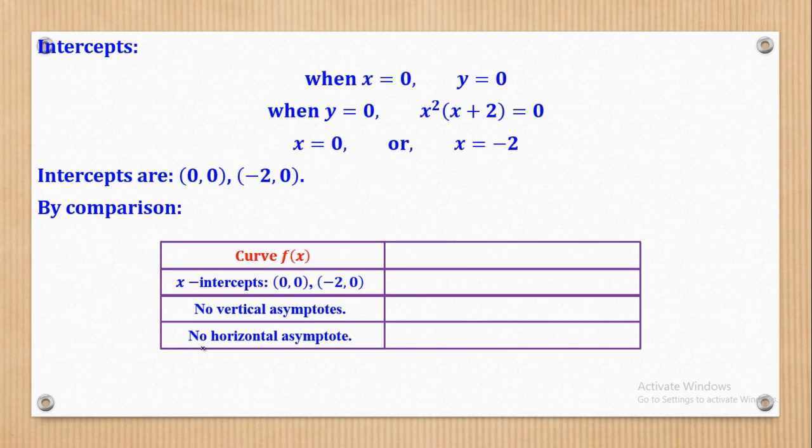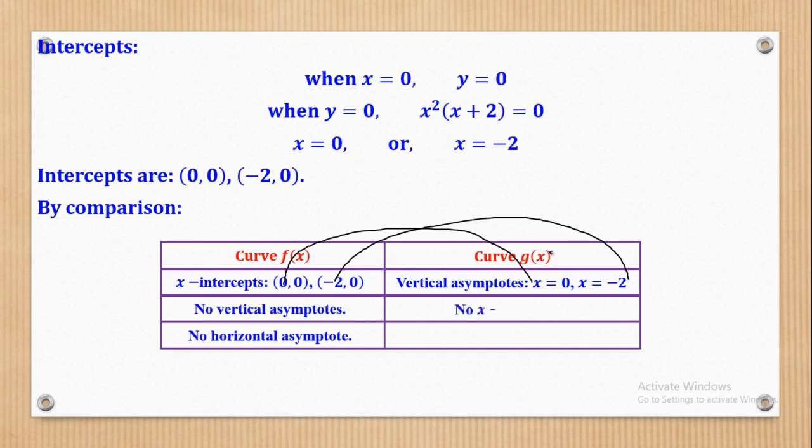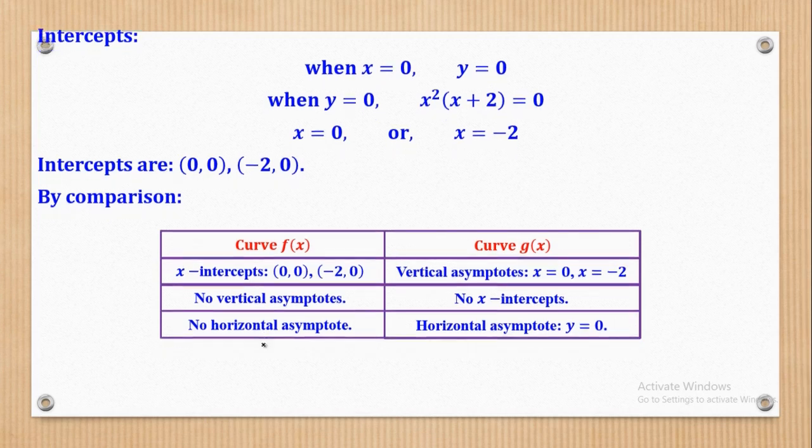What does that mean for curve g(x)? For curve g(x), this x-intercept here will give you this vertical asymptote, and this x-intercept will give you this vertical asymptote. Then this one, because there are no vertical asymptotes, it implies that there are no x-intercepts. Then no horizontal asymptote implies that here the horizontal asymptote is y equal to 0. I think you remember that we said for a special case, when y equal to 0 is the horizontal asymptote for one curve, then the other will not have a horizontal asymptote. So what we are left with is the y-intercept and the turning points, if any.